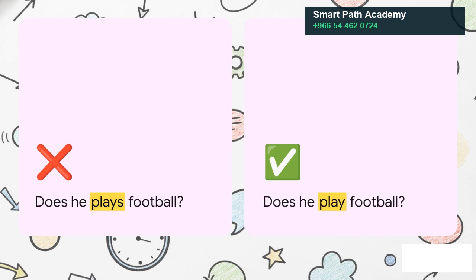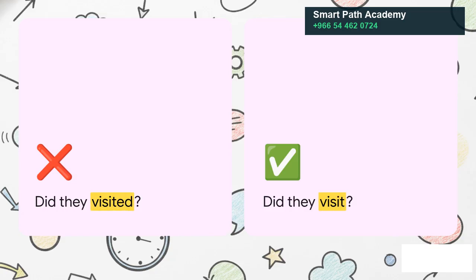Let's look at the next mistake. Does he plays football? Again, a big red X. Do you remember our exam smart tip from earlier? Repeat that rule in your head right now. After the helper, does, we absolutely must use the base verb play, not plays. The correct sentence is over on the right. Does he play football? And here's our 3rd classic mistake. Did they visited the museum? Can you spot the error here? The helper did already shows past time, so visit just has to be in its simple base form. The green check shows the perfect question, did they visit the museum?